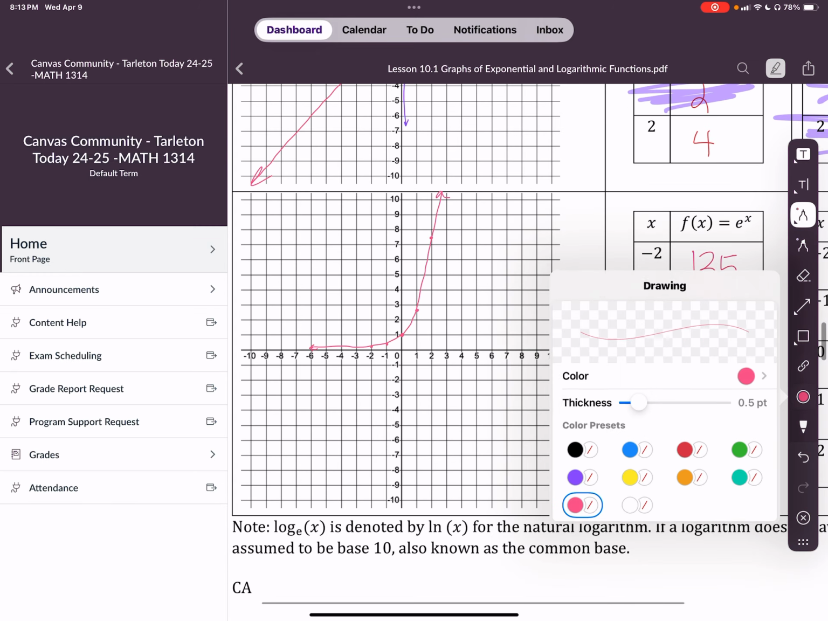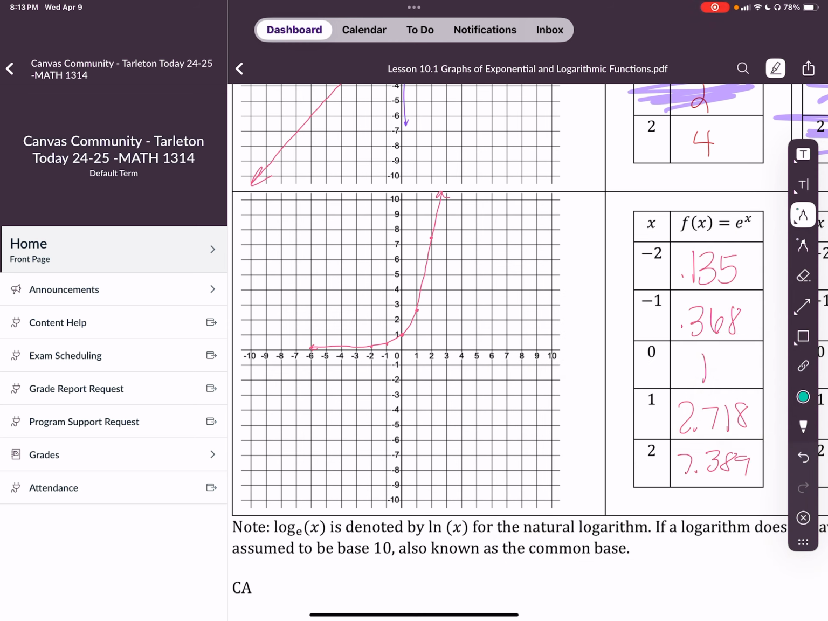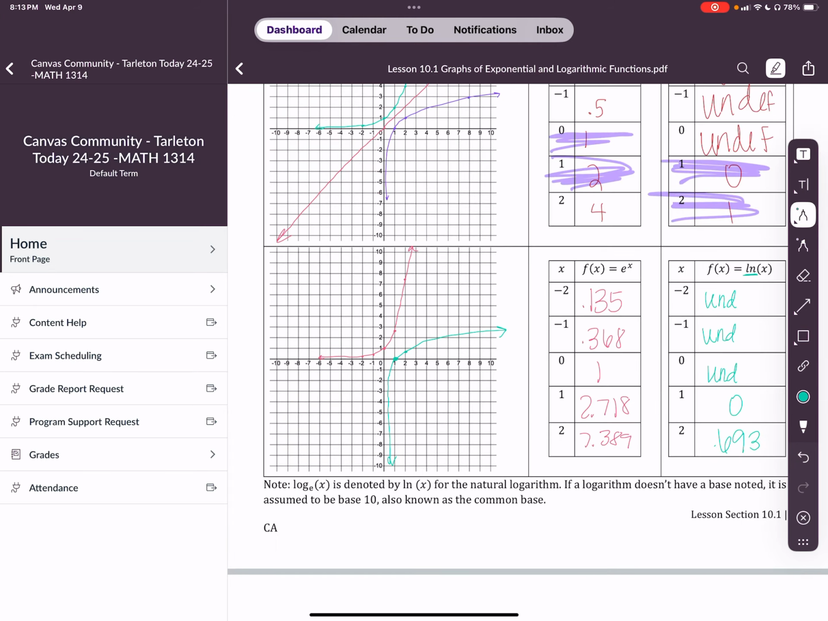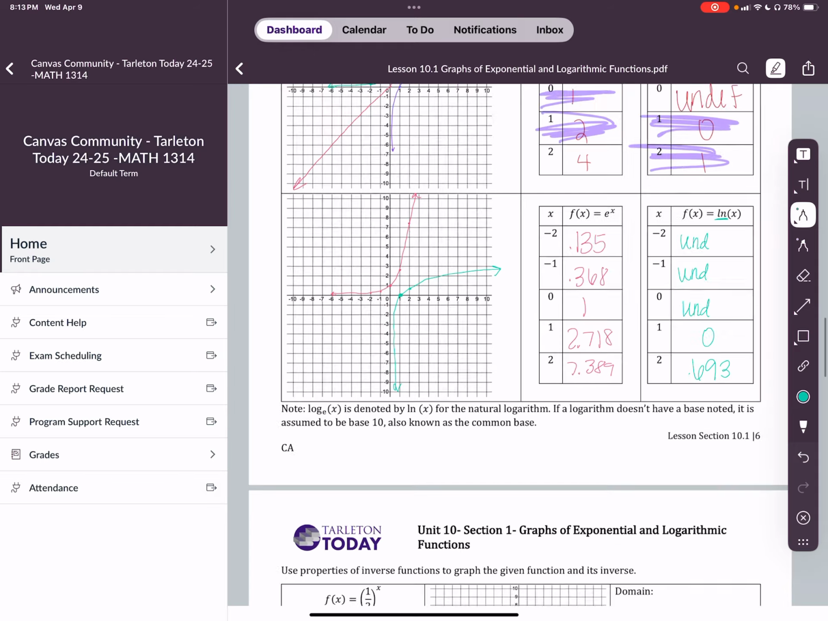And then let me change my color. And so then I have 1, 0. And so this one's going to be something like this.